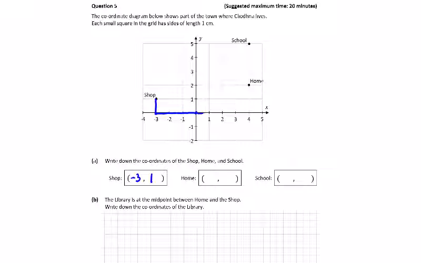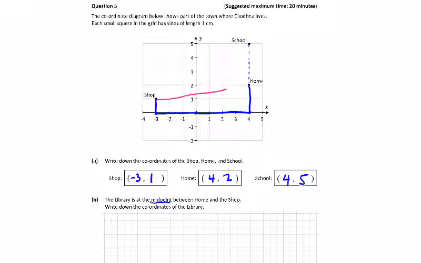Home next, out how many? 1, 2, 3, 4, and up 2. Out 4, up 2. And then school, we're going out 4 and up 5. Out 4, up 5. The library is the midpoint, so your basic coordinate geometry knowledge of midpoint between the home and the shop. So let's connect home and shop, and let's look for the midpoint.